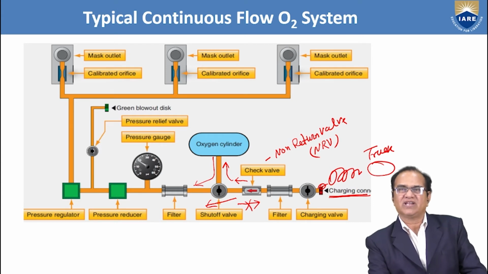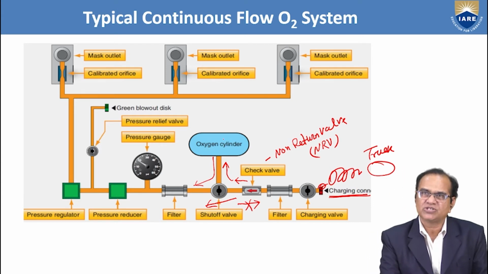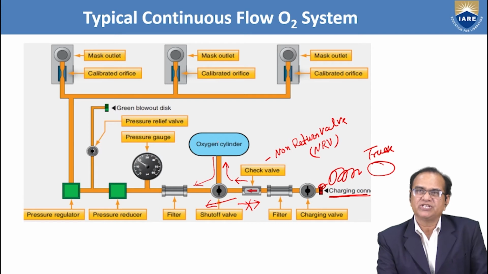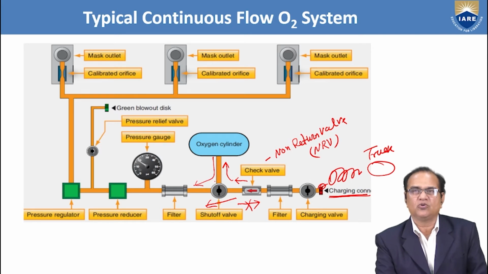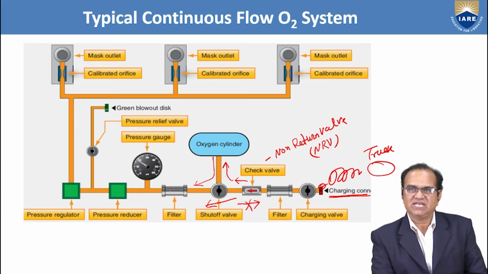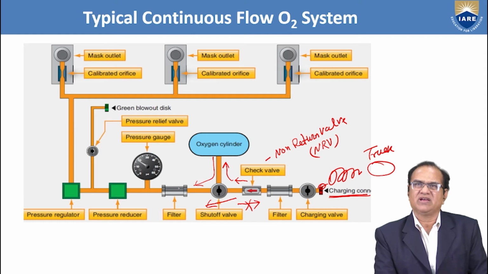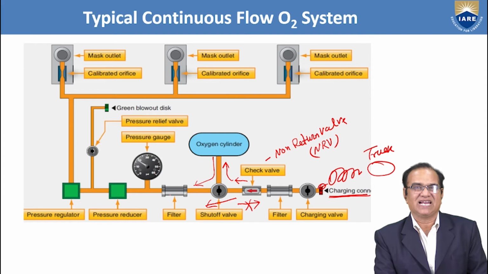Then again, a further filter, because there is one more cylinder here, so some impurities from this cylinder may come. To prevent these impurities, we need a filter. The filter has to be of very high quality, so that the maximum impurities are trapped inside this cylinder. Then it goes to a pressure gauge.